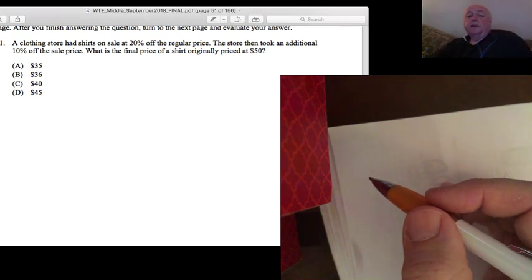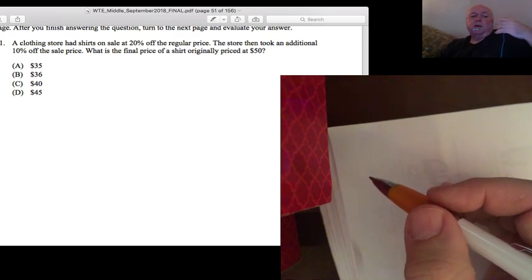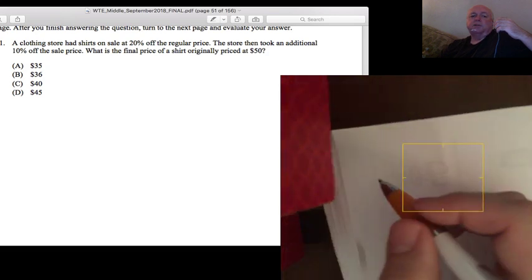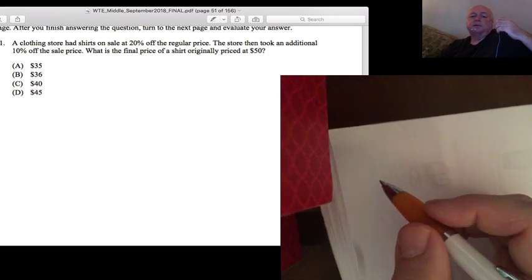So, clothing store, we're going to take a census at a time. A clothing store had shirts on sale at 20% off regular price. The store then took an additional 10% off the sale price. What is the final price of the shirt originally priced at $50? Okay.